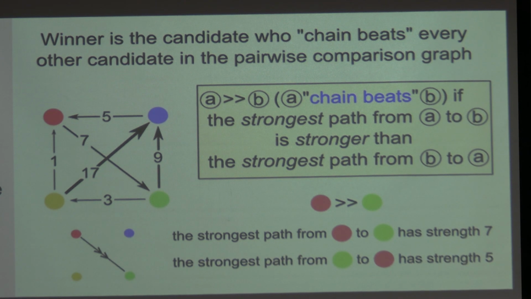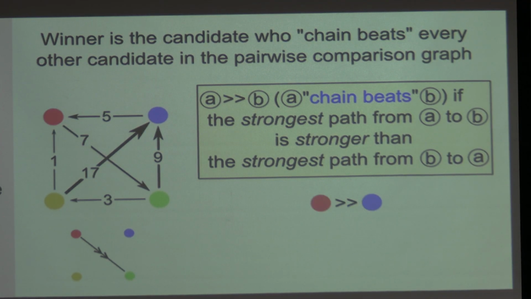Cool. So let me draw a different graph of chain beats relations. Because we have proved that red chain beats green, I'll draw a double greater than sign on this arrow. I'll collect the chain beats information on this smaller graph here. Alright, let's do one more pair, it's fun.